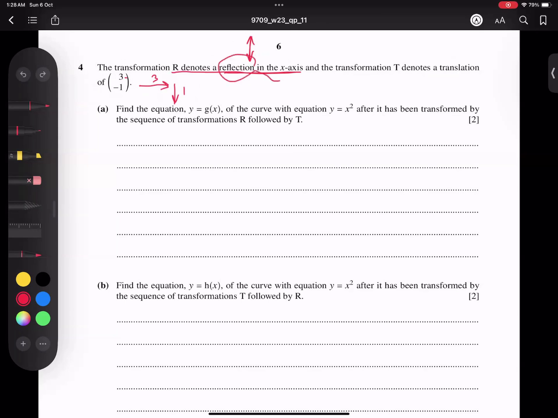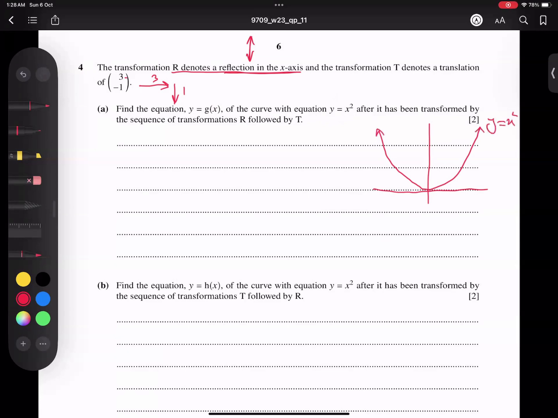And number 2, they are different transformations. One is a translation and one is a reflection. So it means in this situation, order matters. This is also another example we can understand from here. The curve has equation y equals x squared. Basically, y equals x squared is the graph. I'm going to show you this graph. The graph comes like this. So basically, this is the graph of y equals x squared.